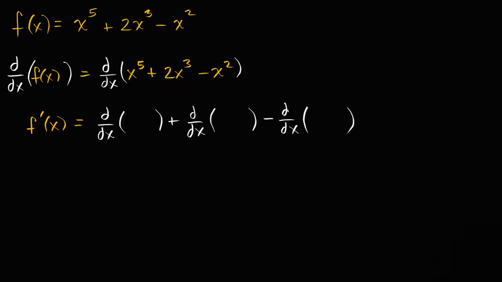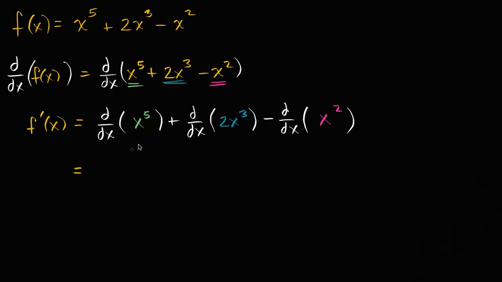And I'll color code it here. So here I had an x to the fifth, so I'll put the x to the fifth there. Here I had a 2x to the third, so I'll put the 2x to the third there. And here I have an x squared. I'm subtracting an x squared, so I'm subtracting the derivative with respect to x of x squared. So notice all that's happening here is I'm taking the derivative individually of each of these terms, and then I'm adding or subtracting them the same way that the terms were added or subtracted. And so what is this going to be equal to?